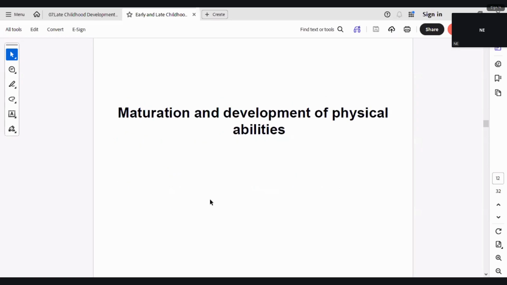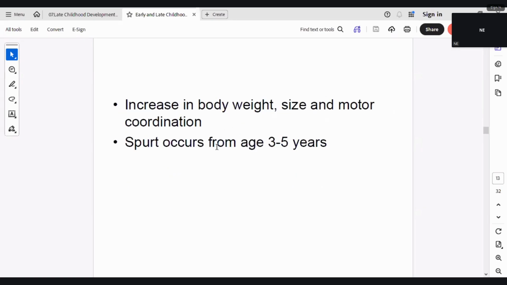Then we have a lot of physical abilities in this age, 3 to 5. There's a growth spurt, increased body weight and size, and motor coordination. By age 3, they're able to get on a tricycle. Kids learn how to swim. So there's that part of the development, the motor development.